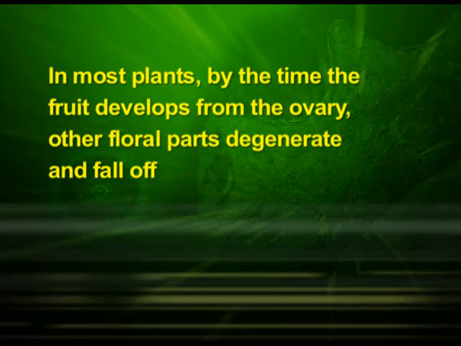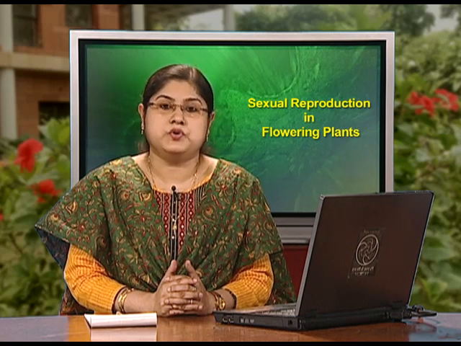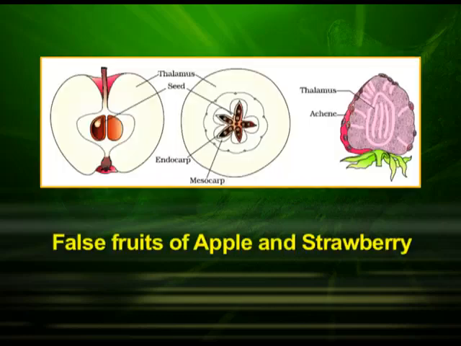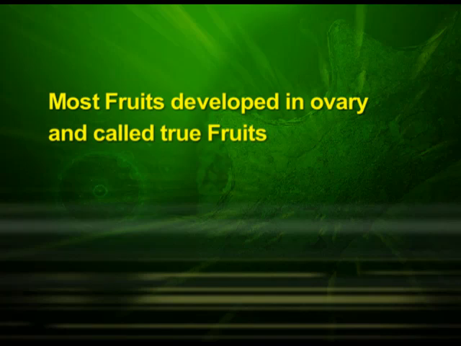In most plants, by the time the fruit develops from the ovary, other floral parts degenerate and fall off. However, in a few species such as apple, strawberry, cashew, etc., the thalamus also contributes to fruit formation. Such fruits are called false fruits. We can observe the sections of false fruit of apple and strawberry in this diagram. Most fruits, however, develop only from the ovary and are called true fruits.